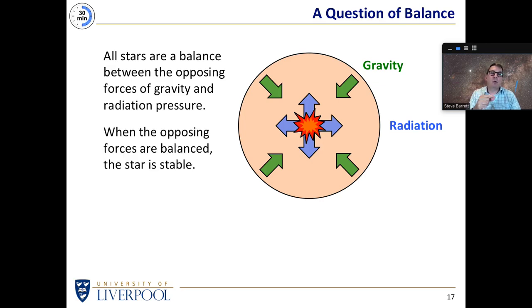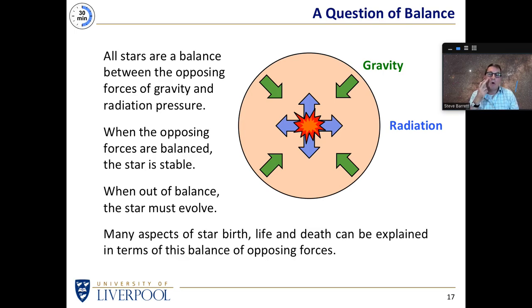If those two forces are balanced, then the star is stable, the star is happy. But if for any reason those two forces get out of balance, if gravity is no longer in balance with the radiation, the star must change. The star must evolve. And we can actually describe essentially all aspects of star birth, star life and star death in terms of these opposing forces and this balance of forces.